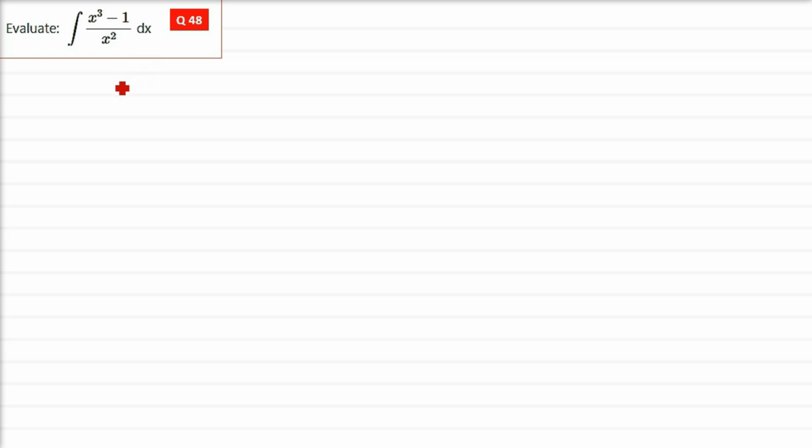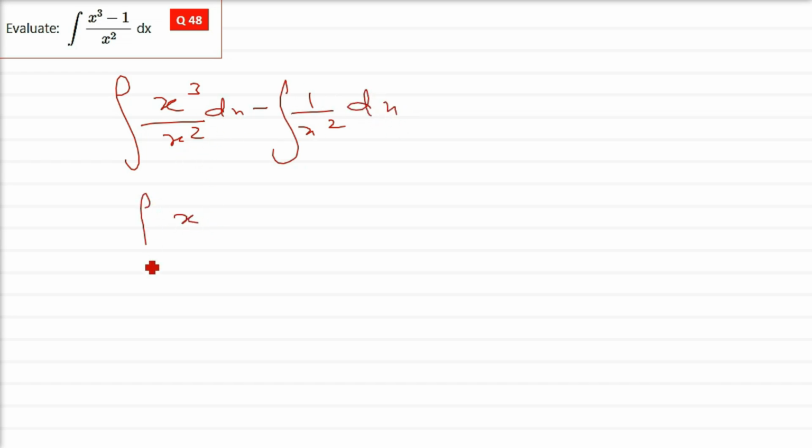Again, the same approach will be followed here. X cube divided by x square minus 1 by x square. That is, I'm dividing the numerator into two parts along with the denominator in both the parts. So x cube by x square and 1 by x square we are integrating. X cube by x square will be x dx. 1 by x square, you can do it separately. It's just x raised to minus 2. So in both the cases, you have to apply the integration of x to the power n. So x to the power n plus 1 divided by n plus 1 will be the result.